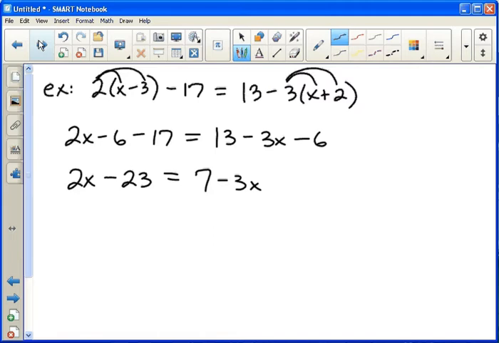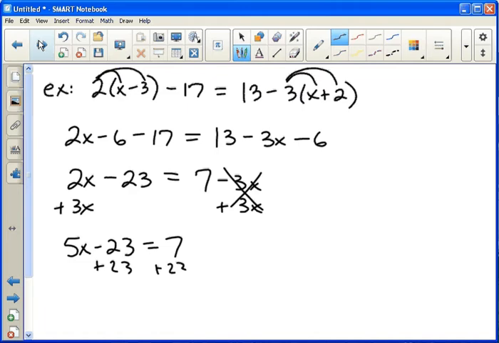Now I want to combine like terms on each side. So I'm going to add 3x to this side, or to both sides, excuse me. So to get rid of it there, and give me 5x here. Then I'm going to add 23 to both sides, and I get 5x equals 30. And then I divide both sides by 5, and I get x equals 6.